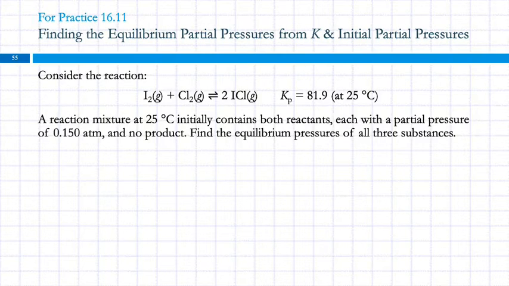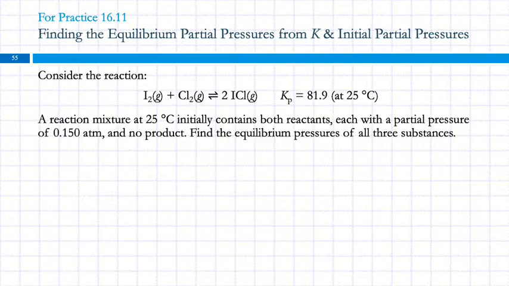So let's do this example 16.11, finding the equilibrium partial pressures from K and initial partial pressures. So instead of concentrations in this one, we have partial pressures. Consider the reaction, iodine reacting with chlorine to form 2 ICl. A reaction mixture at 25 degrees Celsius initially contains both reactants, each with a partial pressure of 0.150 atmospheres, and no product. Find the equilibrium pressures of all three substances.